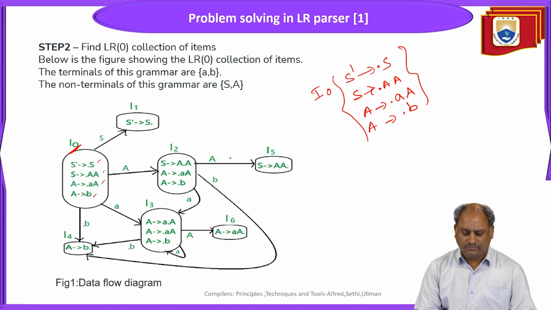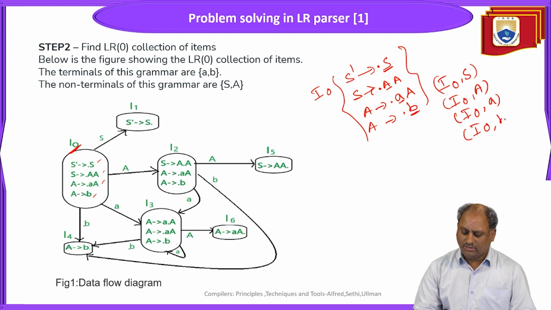Here we have to find the closure of each of the items, that is capital S, capital A, small a, and small b. So we have to consider I naught with capital S, I naught with capital A, I naught with small a, and I naught with small b.